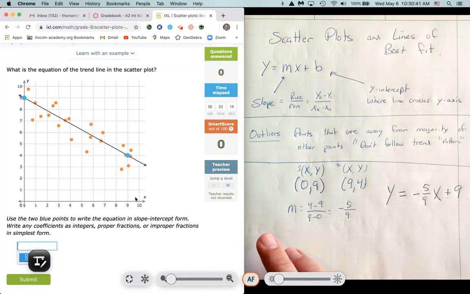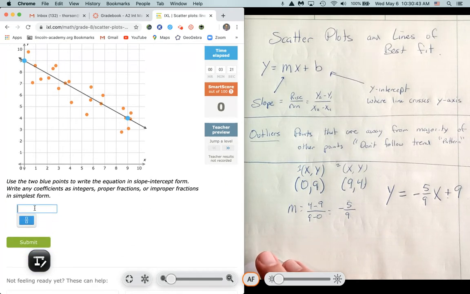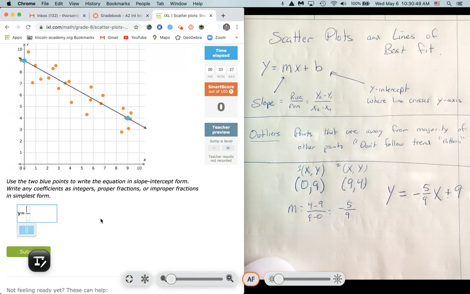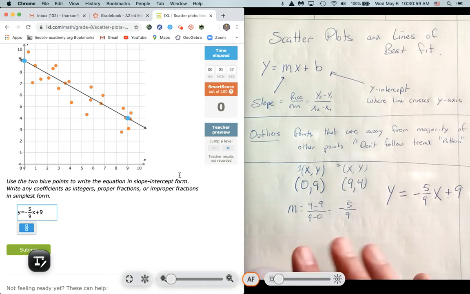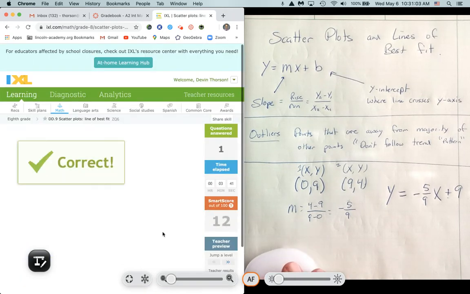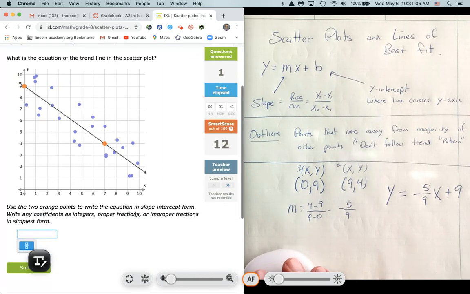So I come over here now to my Excel, and I type in y equals, make sure you use the fraction key to do that fraction of 5/9. And by the way, it is negative, so I'm going to put the negative in front. Make sure you type your x, and I'm going to put plus 9 because that's where it crosses the y-axis. And you submit, and you've written a line of best fit.